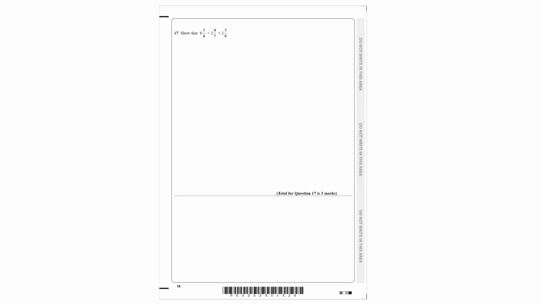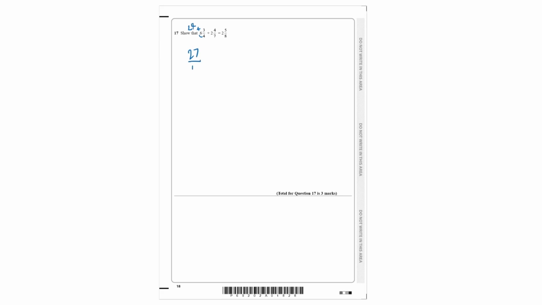Show that 6 3/4 divided by 2 4/7 is equal to 2 5/8. We can change this from mixed fractions to improper fractions by multiplying the whole number with the denominator and adding that to the numerator. 6 times 4 is 24. 24 plus 3 is 27.